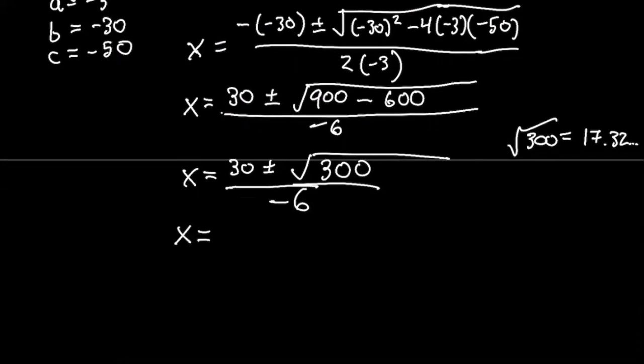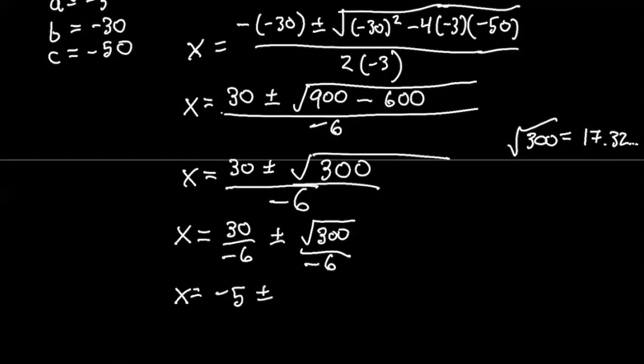What we can do, however, is take a look at this negative 6. And we're dividing both 30 and the square root of 300, so both of those terms, by negative 6. Another way to write this is 30 divided by negative 6 plus or minus the square root of 300 divided by negative 6. If we simplify this first term, 30 divided by negative 6 gives us negative 5 plus or minus the square root of 300 divided by negative 6. So if we wanted to simplify completely, we would get these answers for our solutions.